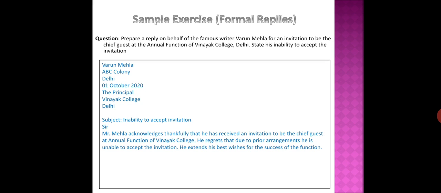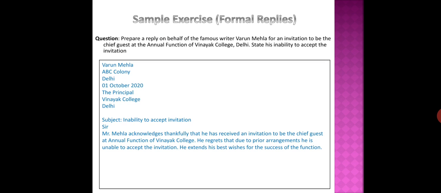So the sender is Varun Mehla, and we have chosen any random address because the particular address has not been given to us. So ABC Colony, Delhi, then the date, then the receiver is the principal of Vinayak College. Subject is inability to accept invitation, sir. Now again keep it in mind that it has been written in third person, not in first person or second person.